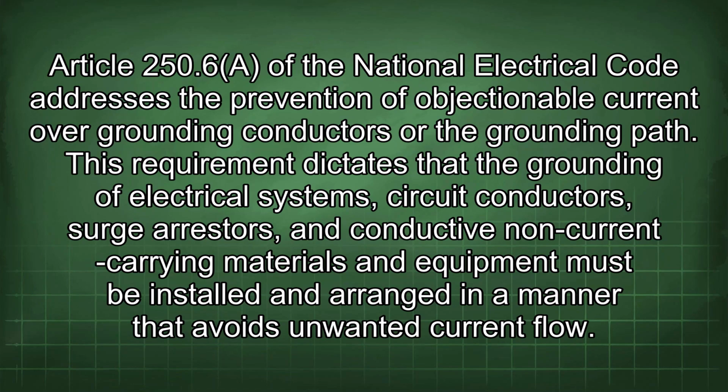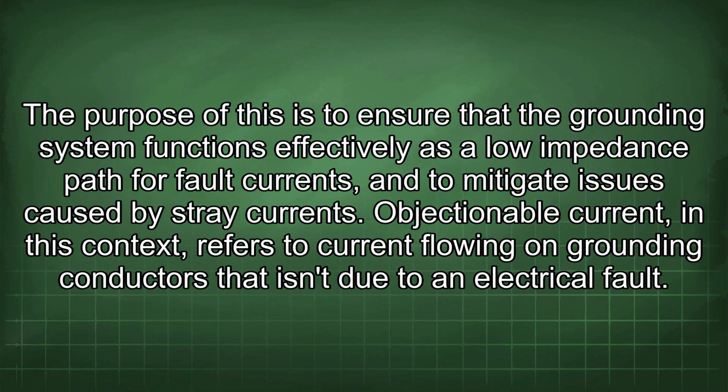Article 250.6 of the National Electrical Code addresses the prevention of objectionable current over grounding conductors or the grounding path. This requirement dictates that the grounding of electrical systems, circuit conductors, surge arresters, and conductive non-current carrying materials and equipment must be installed and arranged in a manner that avoids unwanted current flow. The purpose of this is to ensure that the grounding system functions effectively as a low-impedance path for fault currents and to mitigate issues caused by stray currents.